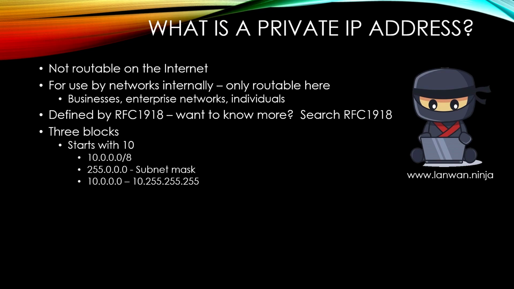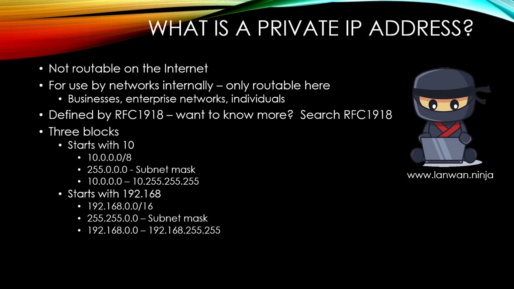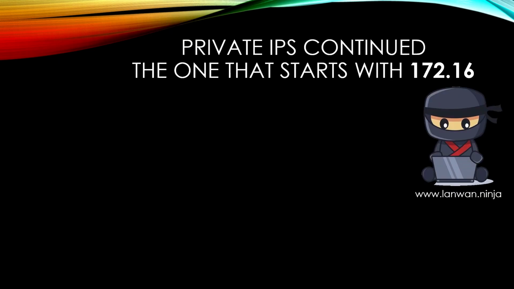The first one starts with 10, and it's 10.0.0.0/8. This one has a subnet mask of 255.0.0.0, and it includes all addresses between 10.0.0.0 and 10.255.255.255. The next block of private IP addresses starts with 192.168. So it's defined in CIDR notation as 192.168.0.0/16. The subnet mask is 255.255.0.0, and this covers all addresses from 192.168.0.0 to 192.168.255.255.